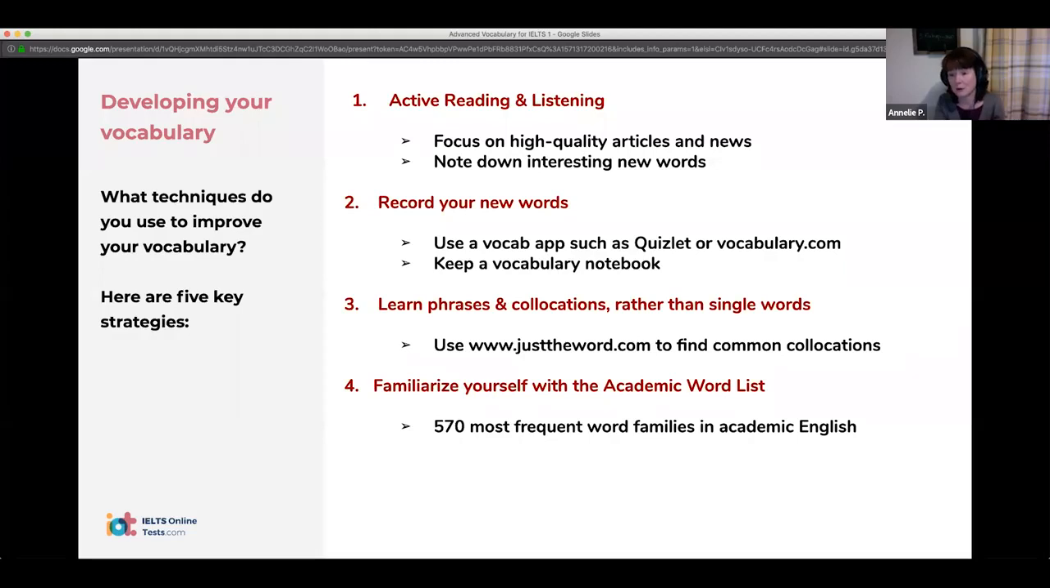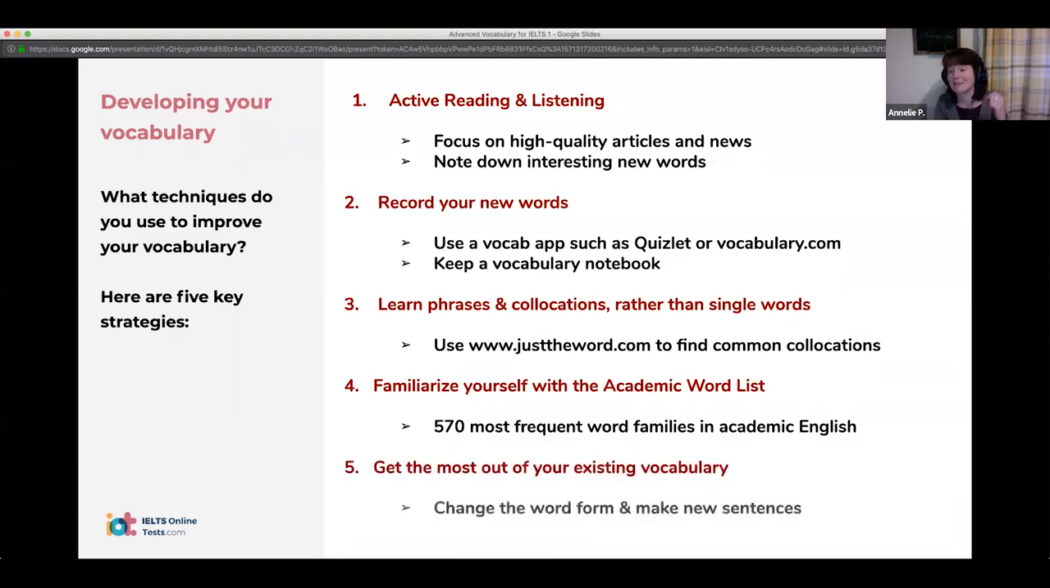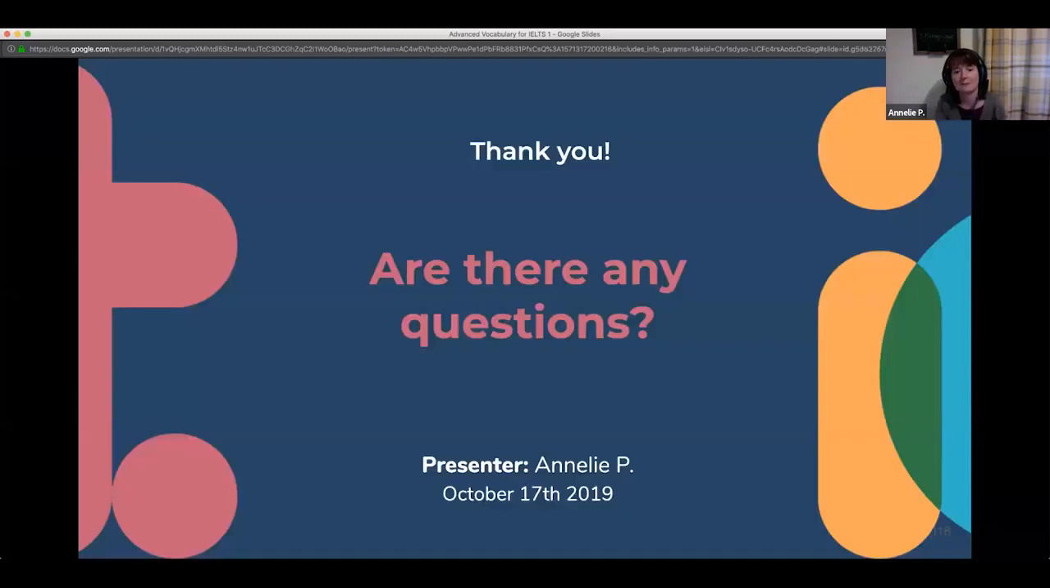Use the academic word list for your academic essays. Very, very useful, okay? And then produce it, okay? It doesn't mean anything when it's down in a vocabulary book. You've got to get it out there. You've got to use it in sentences, play with it, and then you will be able to use it in the test. Okay, thank you.